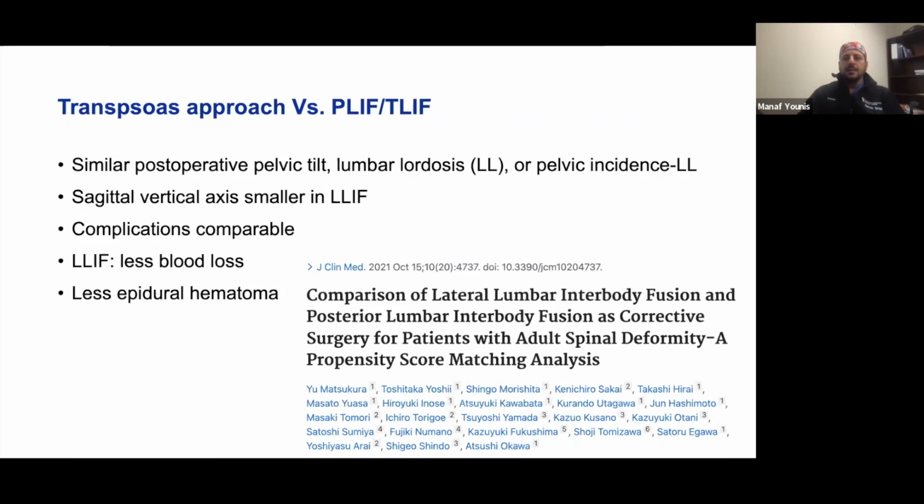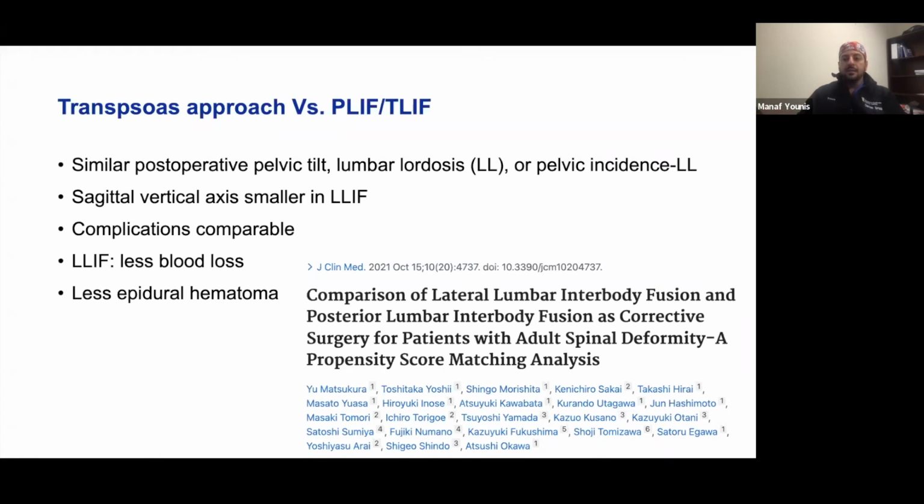A recent study comparing lateral lumbar interbody fusion and posterior lumbar interbody fusion in patients with adult spine deformity demonstrated that all radiographic parameters significantly improved in both groups at the final follow-up. The comparison between both groups demonstrated no significant difference in terms of postoperative pelvic tilt, lumbar lordosis, PI-LL mismatch at the final follow-up. However, the sagittal vertical axis tended to be smaller in lateral lumbar interbody fusion at the final follow-up. Overall, the perioperative and late complications were comparable in both procedures.